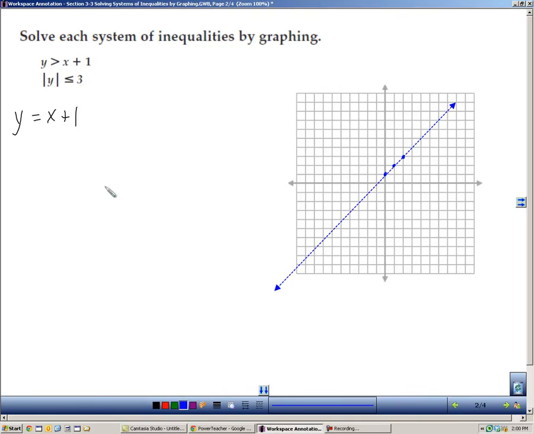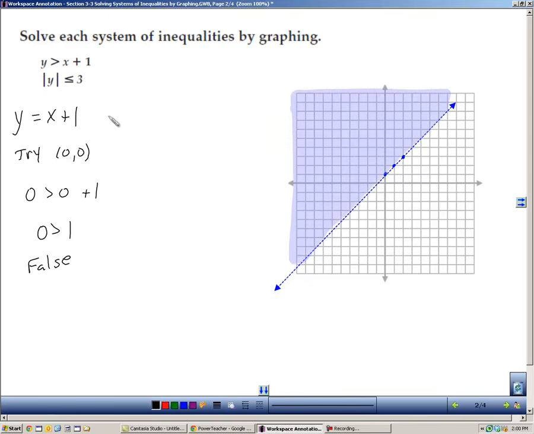Let's go ahead and do the shading right away. I'm going to try a point. Looks like 0, 0 is on the right side. So I try that one. I plug in 0 greater than 0 plus 1, which is 0 is greater than 1. That's false. So 0, 0 is on the bad side. So I'm going to shade the upper left for this graph. So that's my first one.